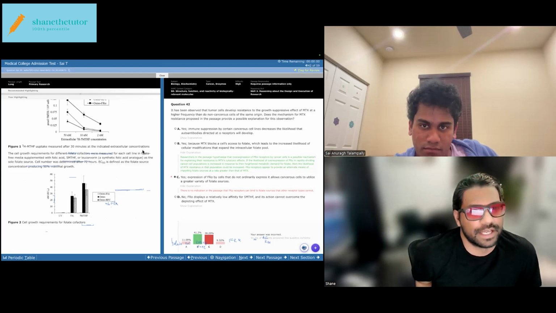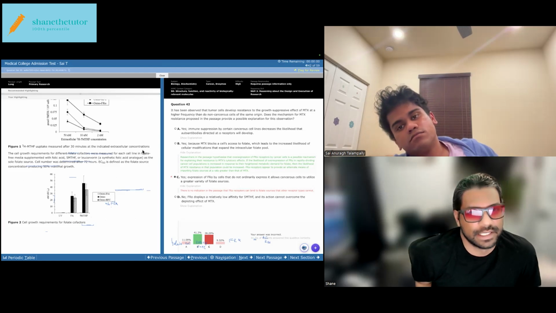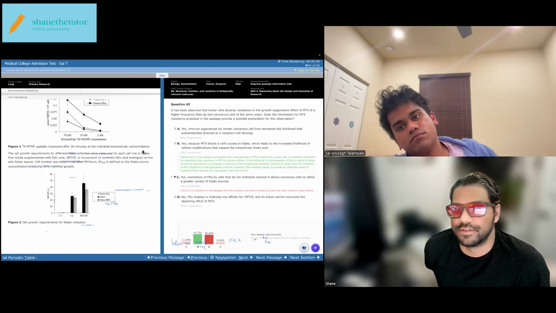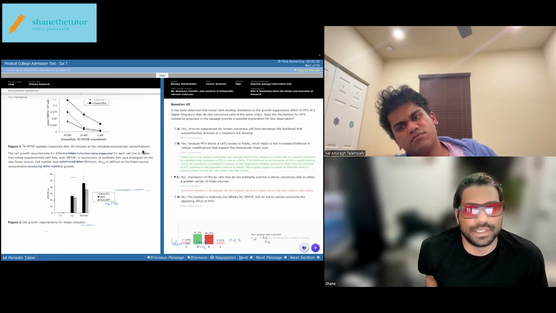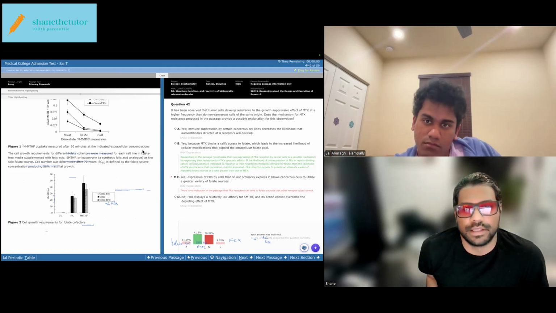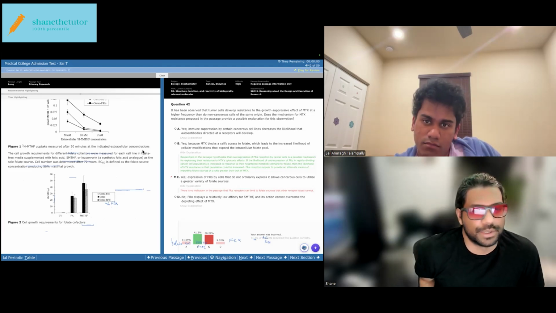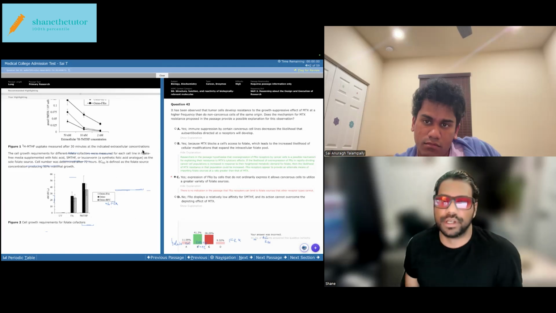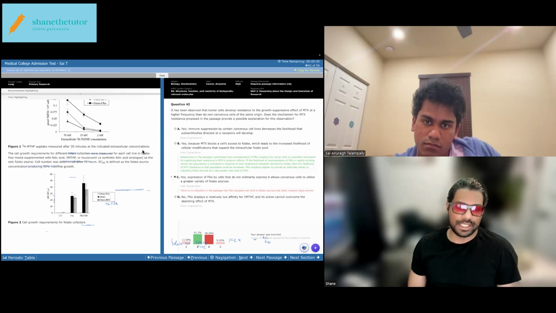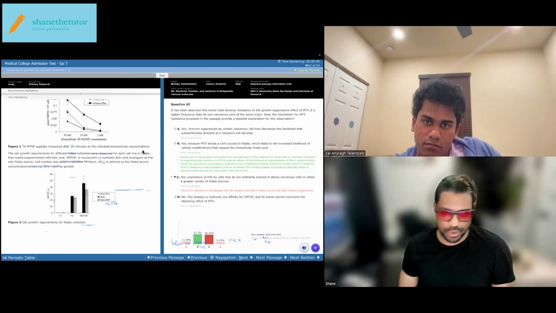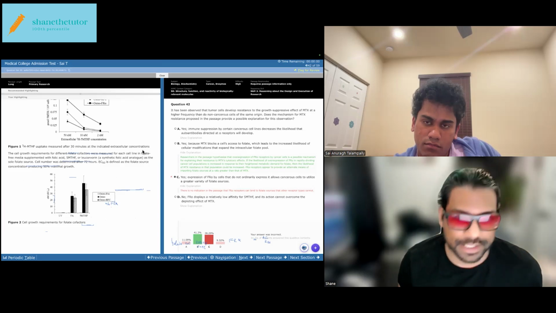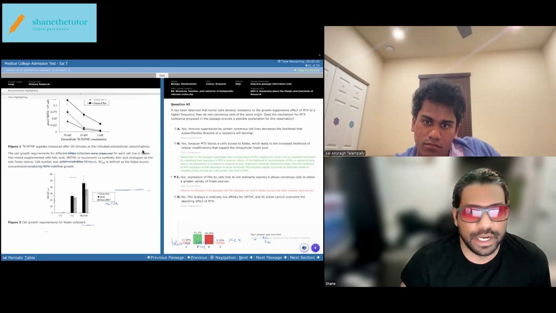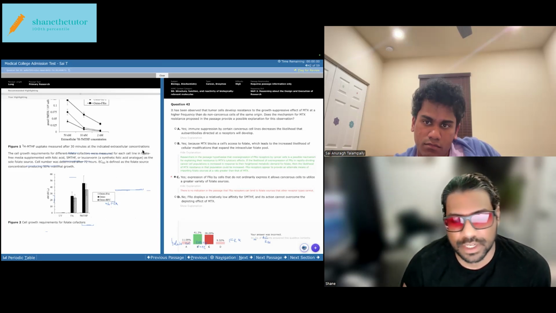It has been observed that tumor cells develop resistance to the growth suppressive effect of MTX at a higher frequency than do non-cancerous cells of the same origin. Does the mechanism for MTX resistance proposed in the passage provide a possible explanation for this observation?